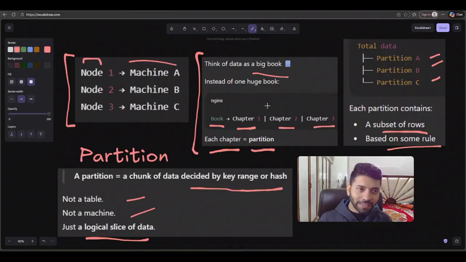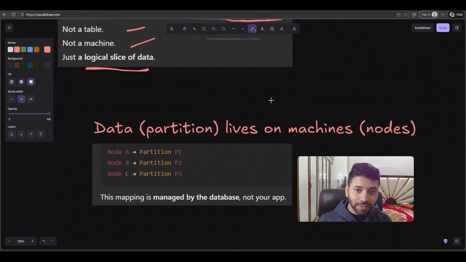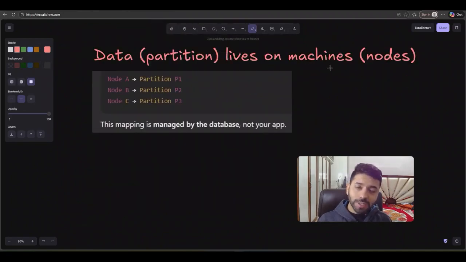Now one thing that comes to mind is, where does a partition reside? Partitions live on machines only. So partitions live on nodes, okay? Like this, you can see node A has partition P1, node B has partition P2, node C has partition P3. But the important thing is that this mapping is managed by the database and not your application.